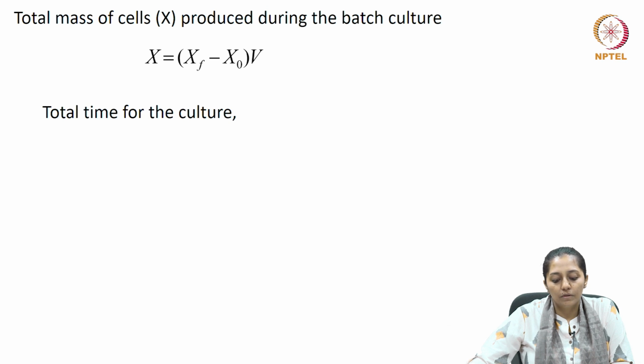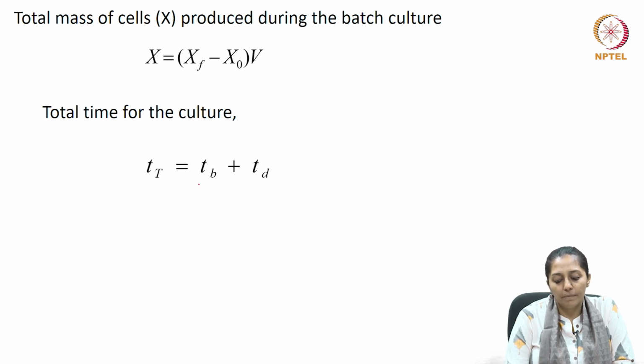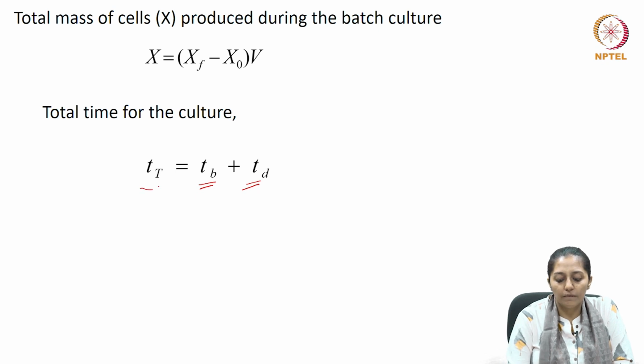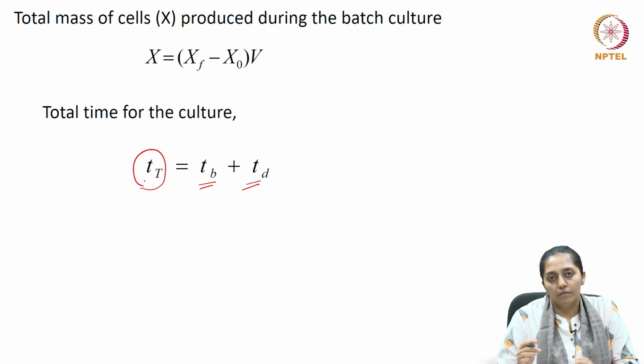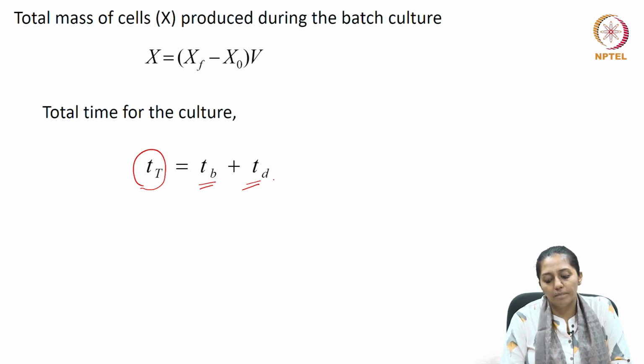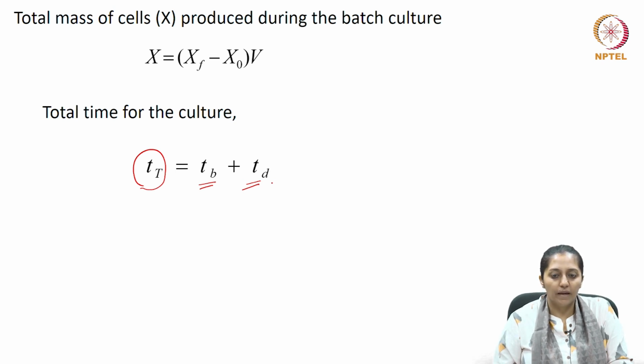Now, to find out the batch time for the culture, the total time needed before you run the next batch will be the sum of the batch time and the downtime. Then only you are ready to run the second batch. So the total time, or the gap between the two batches, will be the batch time plus the downtime spent for one batch effectively.